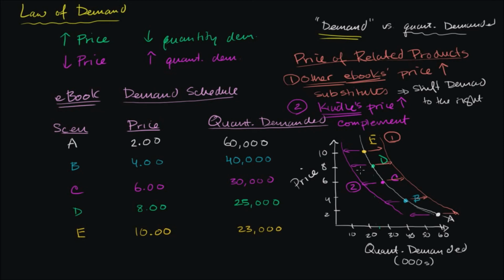And always keep in mind the difference between demand, which is this entire relationship, the entire curve that we can move along if we hold everything else equal and only change price, and quantity demanded, which is a particular quantity for a particular price holding everything else equal.